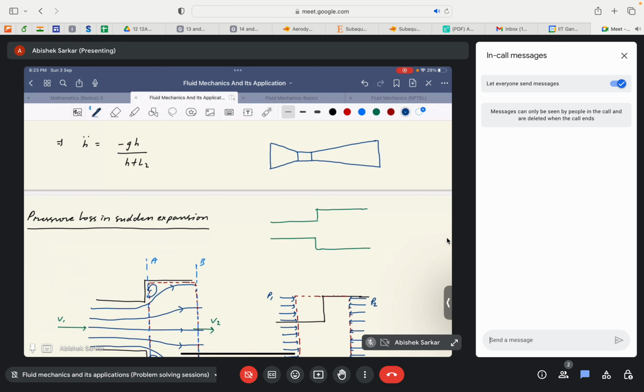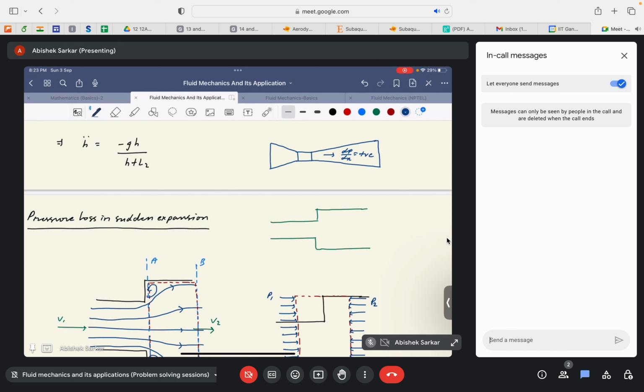So since the flow will experience an adverse pressure gradient, because the velocity is decreasing in this case, and since the velocity is decreasing, the pressure would increase. So in this case, the flow would experience an adverse pressure gradient. I guess this one again we will discuss in the later part of today's session. So dp by dx will be positive.